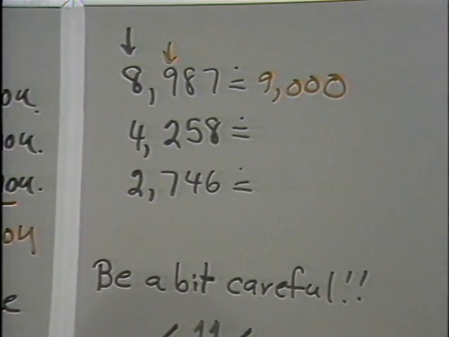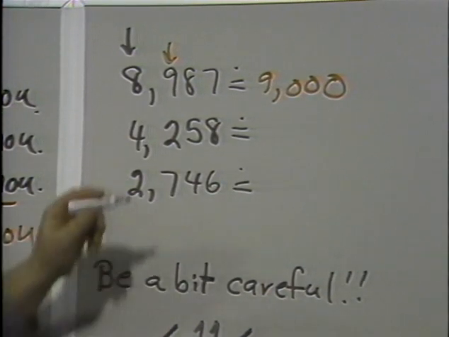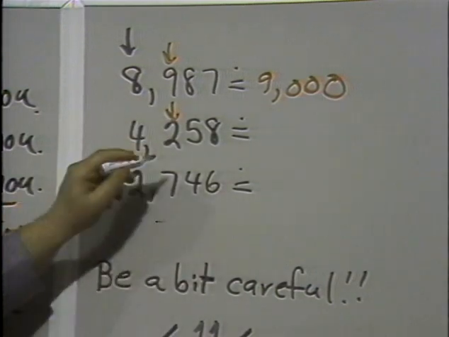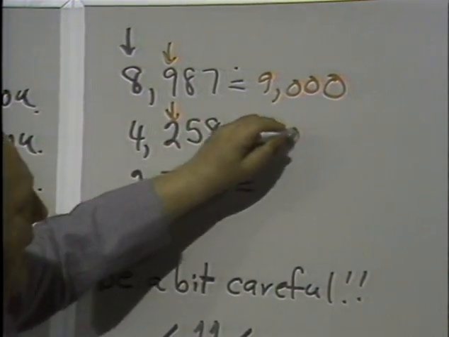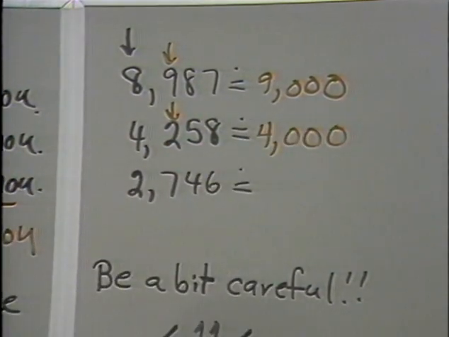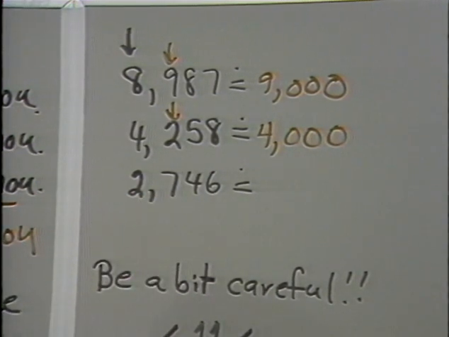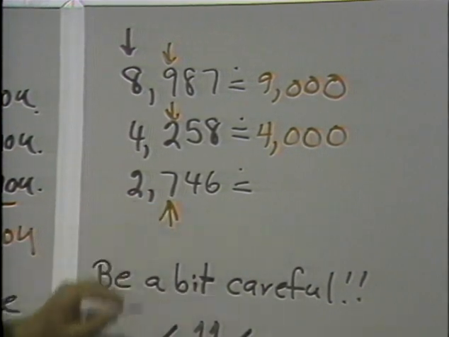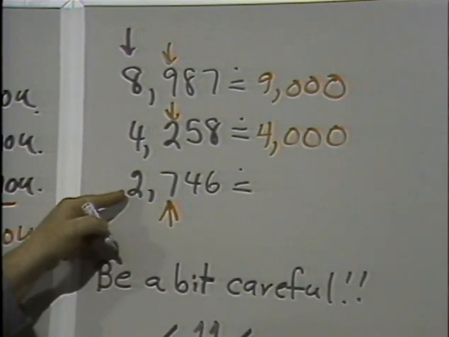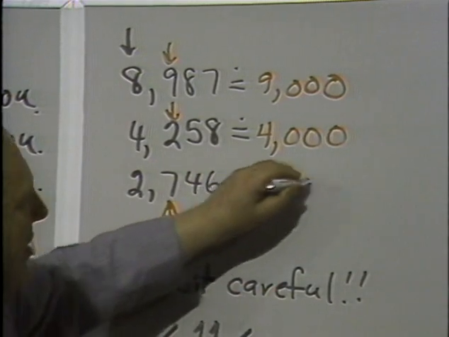4,258 is between 4,000 and 5,000, but since this digit is only a 2, which is less than 5, that means that this rounds off to 4,000 to the nearest thousand. 2,746 is between 2,000 and 3,000, but since this is a 7, which is more than halfway, this becomes 3,000.